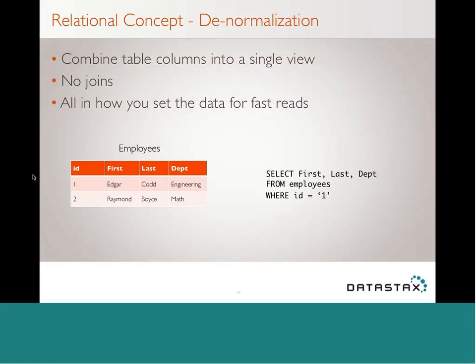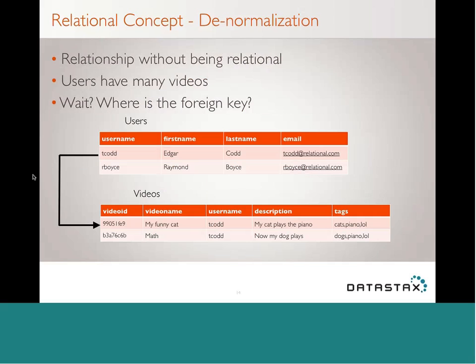So the concept in relational of denormalization completely translates into the Cassandra world. Actually, this is the primary technique of taking relational data and putting it into Cassandra: thinking about denormalization. Just like what I did before, I have my username, first name, last name, and email all combined together. Now I can put a department on there or something like that. But what about this? I have a relationship between my users and videos.